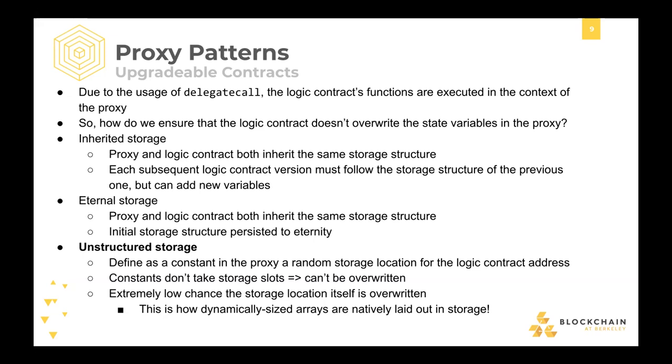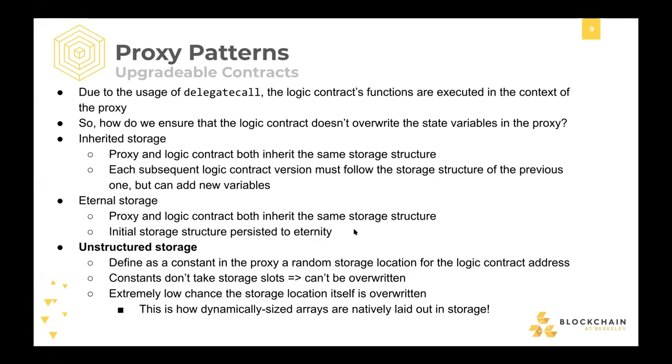Somewhere there has to be the address of the logic contract where I am sending my delegate calls. And if we accidentally overwrite that by writing to some variable while executing our logic contract, then we're kind of screwed, because that will be overwritten. We will no longer have the proper address of the logic contract and any future calls will fail. So we have to protect that one value at a minimum, the address of the logic contract. The idea with unstructured storage is as follows.